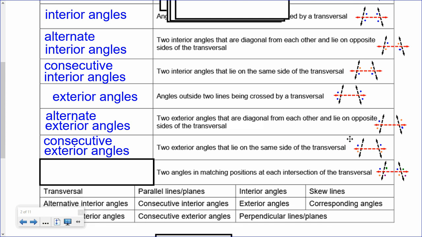We also have the consecutive version. So they're still outside, they're still exterior, but they're on the same side of the transversal, both on top or both on the bottom. Okay, so we have the same kinds of relationships with the alternate and consecutive. It just depends on whether they are inside or outside.